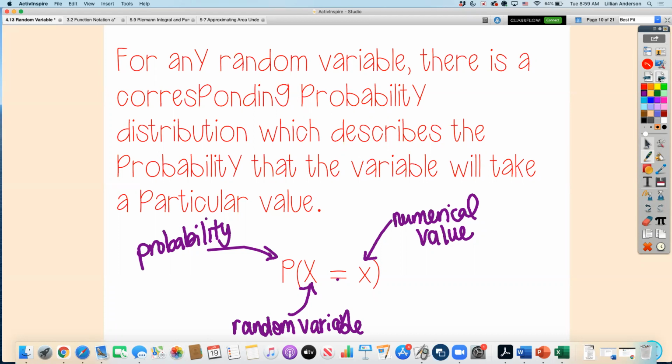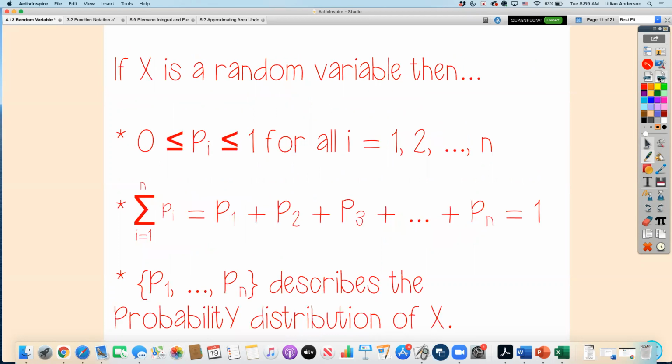A couple of things you need to remember about probability, especially when it comes to a random variable, is that for one, all of your probabilities are going to lie between 0 and 1 inclusively. So all of your probabilities for all of your different random variables are either going to be equal to 0, in between 0 and 1, or equal to 1. So that P sub i is basically your probability of 1 happening, probability of 2 happening, all the way up to however many you have.